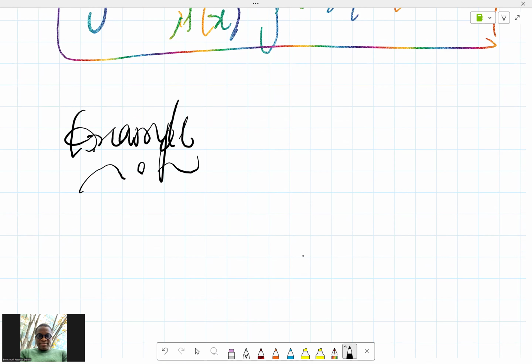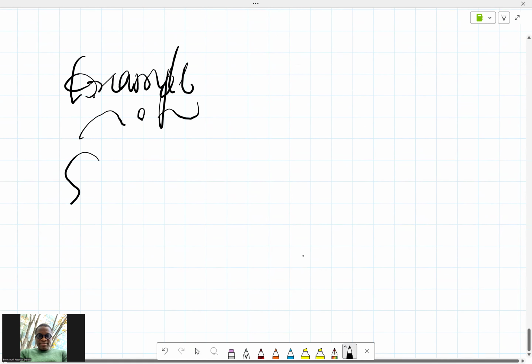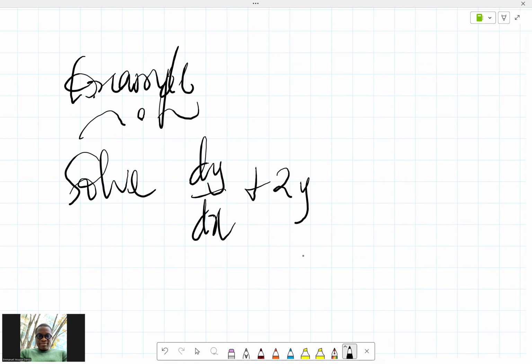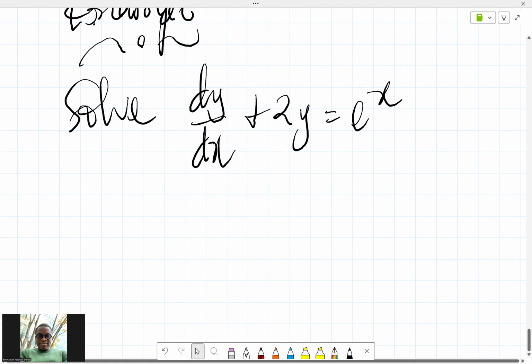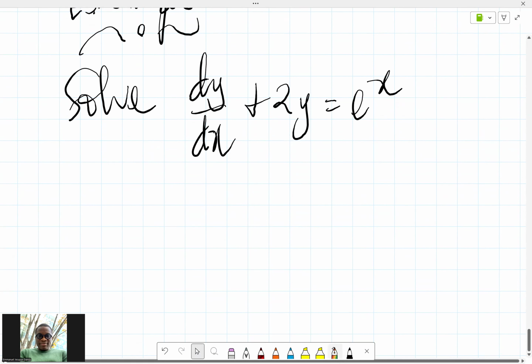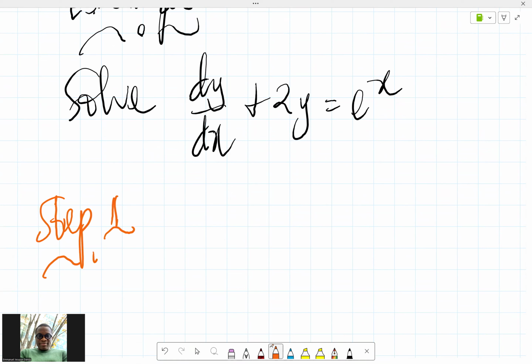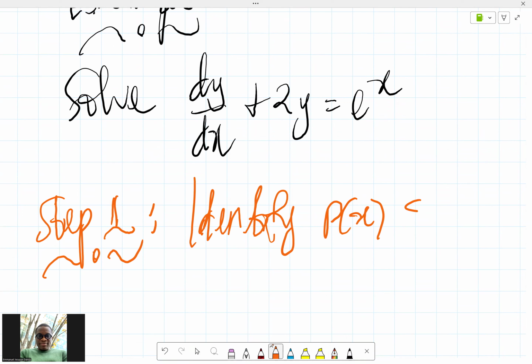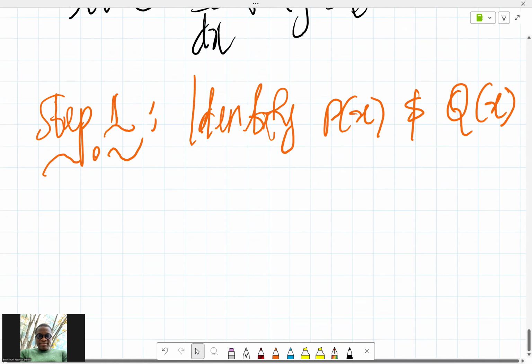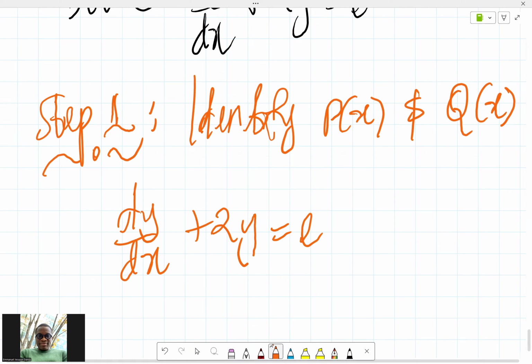So imagine that you have this example. You want to solve dy/dx + 2y = e^x. So we take the first step. Step 1: identify p(x) and q(x) so that you can see them. So what we have is dy/dx + 2y = e^x.